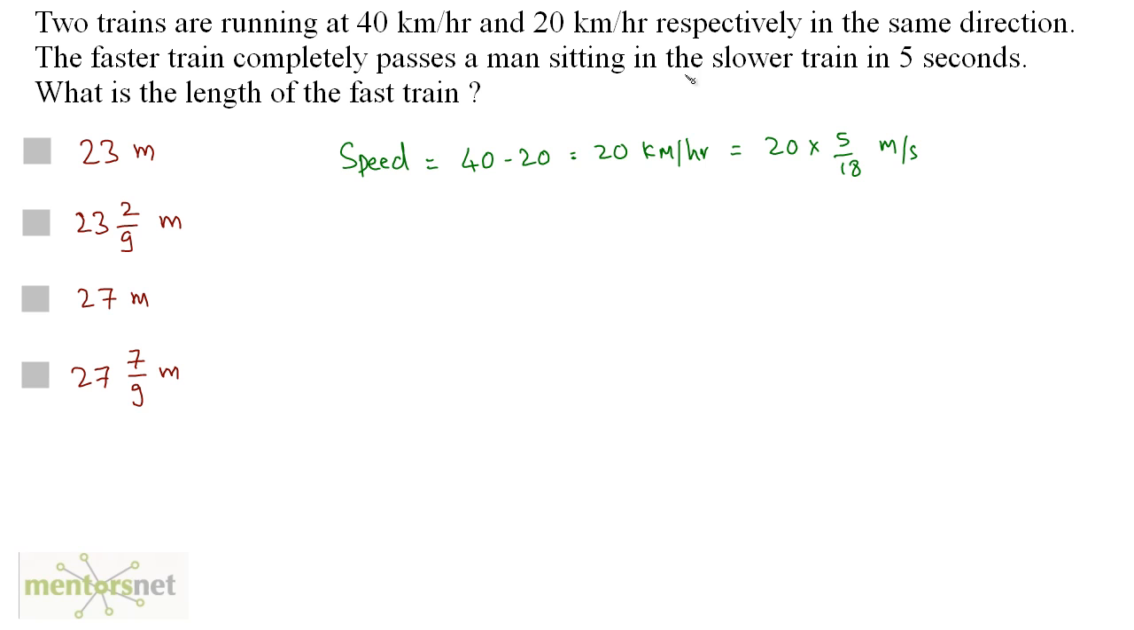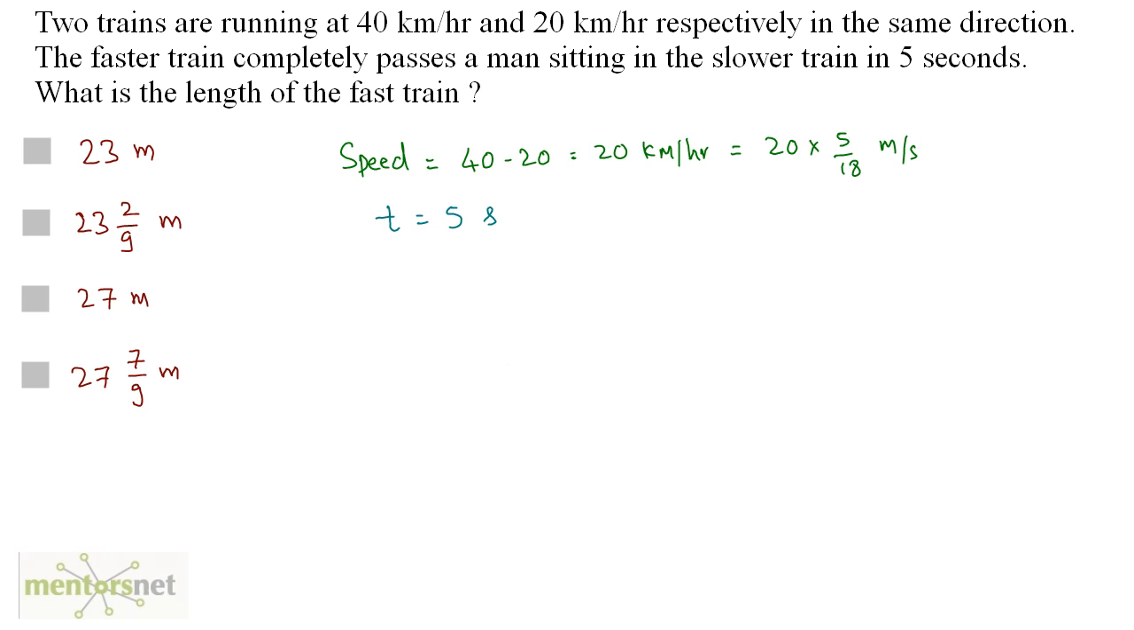Now you have been given the time this train requires to completely pass this man sitting in the slower train, and that is 5 seconds. So time is 5 seconds. Now in order to completely pass this man sitting in the slower train, the train will have to travel its own length, but at a relative speed.